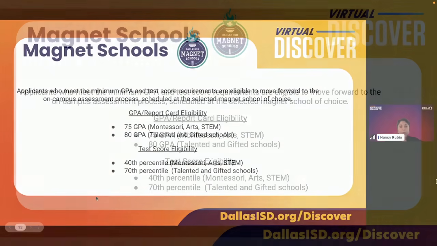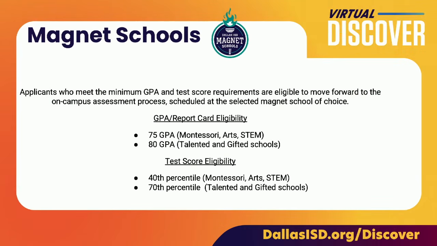So when we're talking about magnet school eligibility, and this is for our students applying to second grade through 12th grade, they will need to meet eligibility. Eligibility for our magnet programs is a 75 GPA, and for our talented and gifted programs, it goes up to 80. Test score eligibility is on norm reference tests, or if your student is a Dallas ISD student, we do take the iReady test and the STAR test for eligibility.